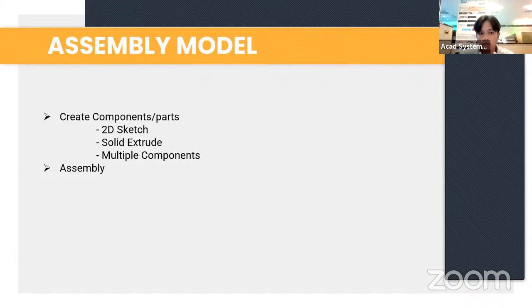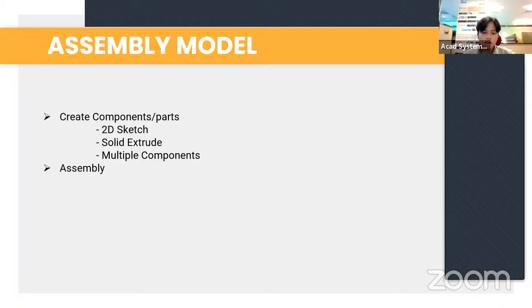To create an assembly, of course, we have to create components or parts. To create components, we first have to create a 2D sketch. And then from the 2D sketch, we can create a solid extrude to make it a 3D model. Today for solid extrusion, we will learn how to extrude body, extrude cut, revolve, and thread. After that, we can create multiple components, and finally make an assembly from the components that have been created.